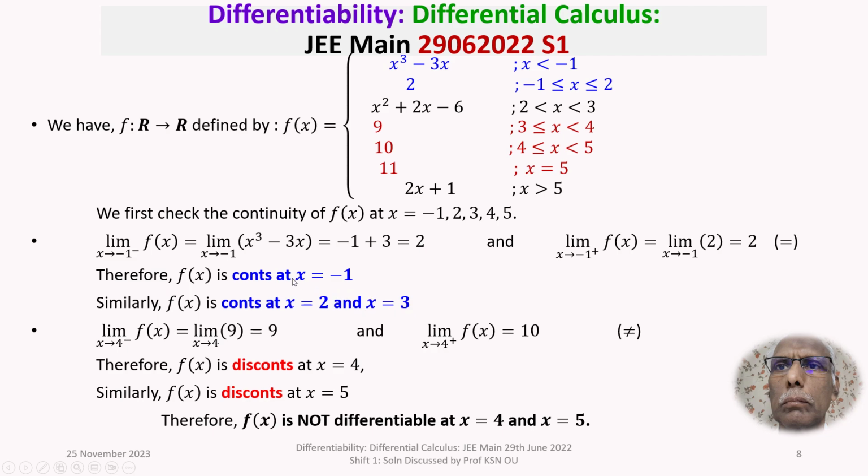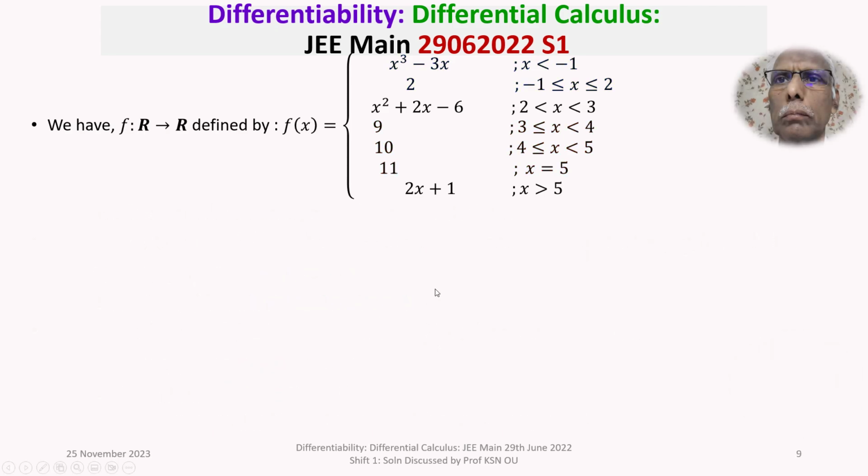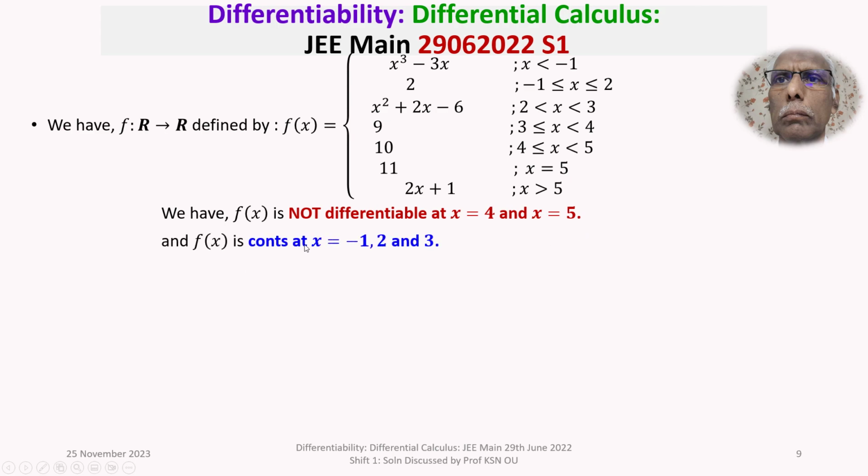It may be differentiable at all these points, or differentiable at some points and not differentiable at some other points. Let's discuss that in the next slide. We have f of x is not differentiable at x equal to 4 and x equal to 5, and f of x is continuous at x equal to -1, 2, 3. So now we check the differentiability at x equal to -1, 2 and 3.